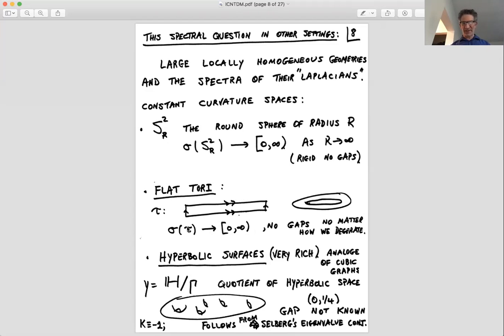If you let the volume get large, you also can't create gaps. So the spectrum of flat tori, when you do the analogous problem of large locally flat tori, so you make them bigger and bigger, you can't create gaps.